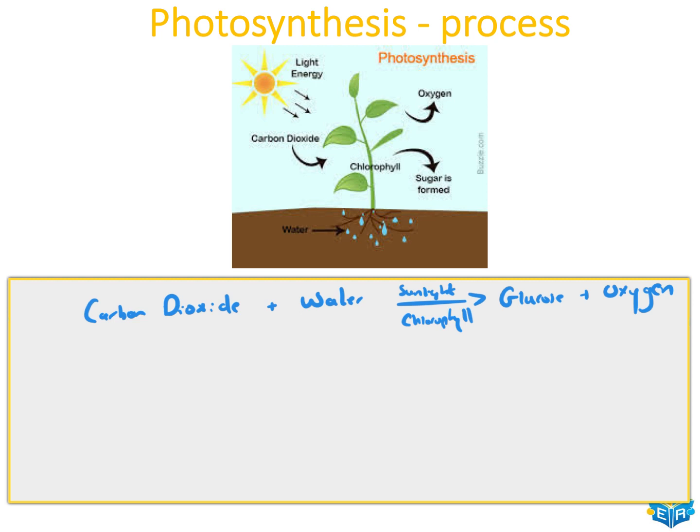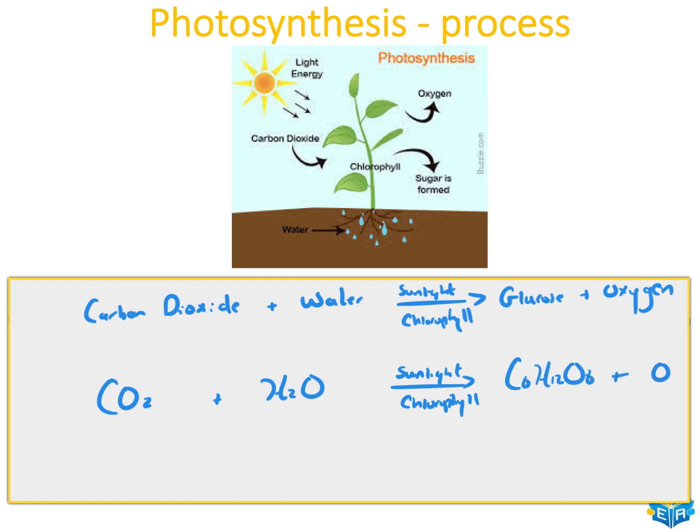oxygen. Now, if we were to put that into a chemical equation, carbon dioxide is CO2, water is H2O. We're going to keep sunlight and chlorophyll just as words. Glucose is C6H12O6 and oxygen is O2.